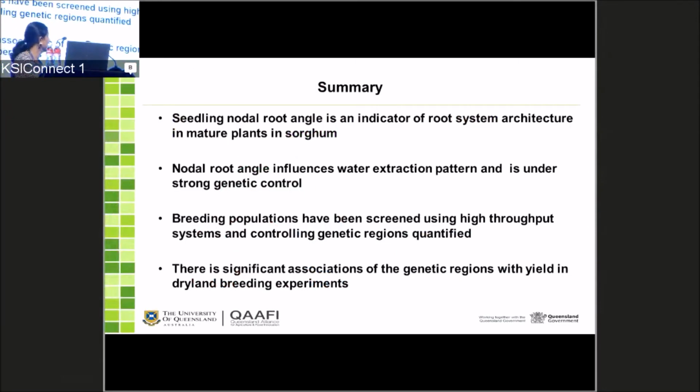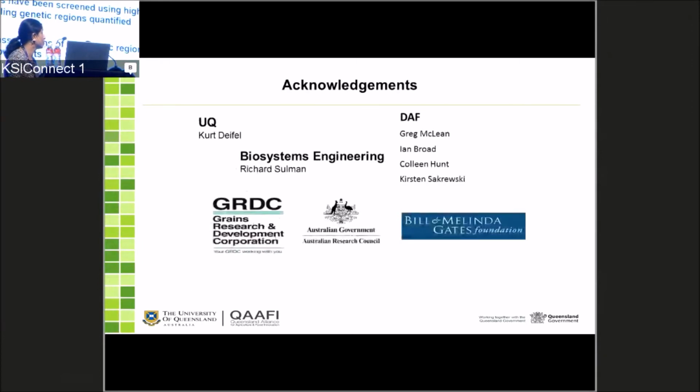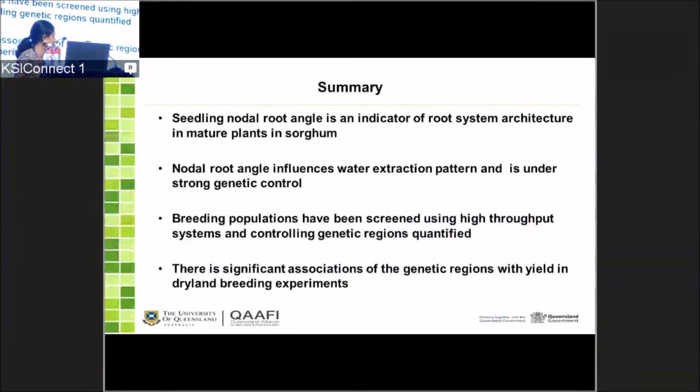So in summary, I've shown you that seedling nodal root angle is a good indicator of root system architecture in mature plants. We have found that nodal root angle influences water extraction pattern and is under strong genetic control. We have already screened 3 breeding populations using the new system, so it looks like the new high throughput system is working. And we have shown that there is significant association of these regions with grain yield data from different breeding experiments.